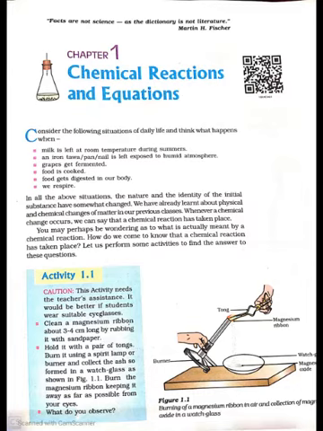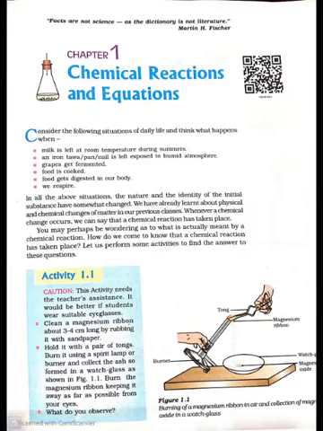Now, activity 1.1 with figure 1.1. In figure 1.1, burning of a magnesium ribbon in air and collection of magnesium oxide in a watch glass. Now starting activity 1.1. Caution. This activity needs the teacher's assistance. It would be better if students wear suitable eyeglasses.